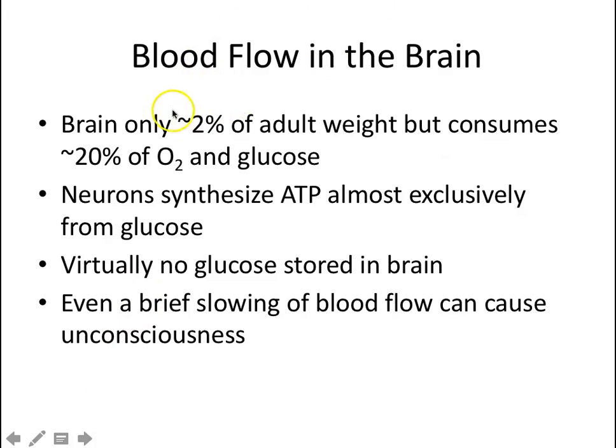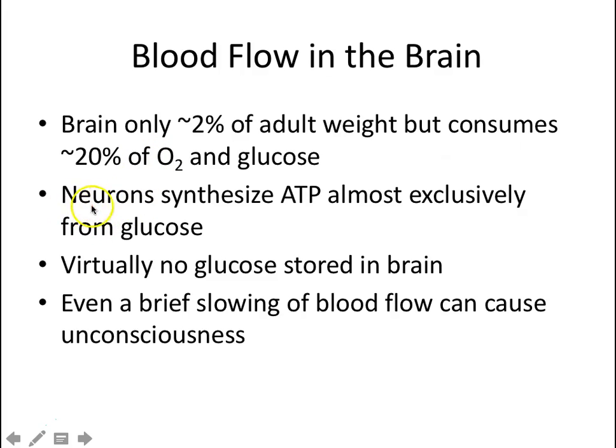The brain, interestingly, is not really that large as far as weight goes. This is average person weight, right? So it's only about 2% of your actual weight. But it actually takes up a lot of the oxygen and the glucose in your body. For something that's only like 2% of your weight, it's pretty hungry, right? So this means that it's going to have a very good blood flow to make sure that we always get enough oxygen and glucose going to the brain.